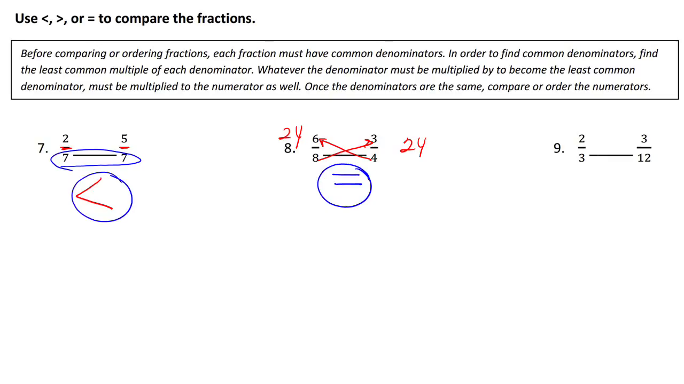And for number 9, let's go ahead and use the butterfly method. So 3 times 3 is 9. 12 times 2 is 24. So we could say that 24 is greater than 9, or we can say that 2/3 is greater than 3/12.